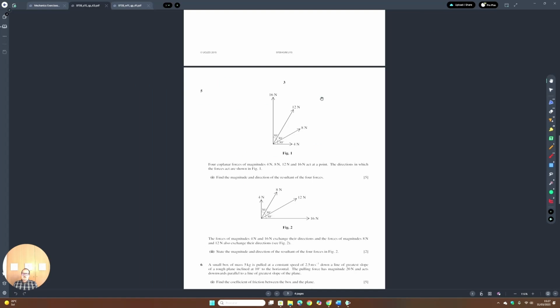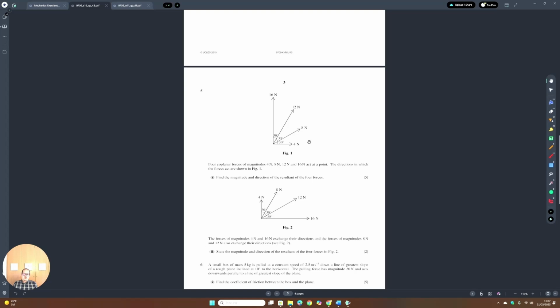Let's now look at this exam question. This is from spring 2015, question paper 43, question 5. And it says 4 coplanar forces of magnitudes 4 Newton, 8 Newton, 12 Newton, and 16 Newton act at a point. The directions in which the forces act are shown in the picture. Find the magnitude and direction of the resultant of the 4 forces.